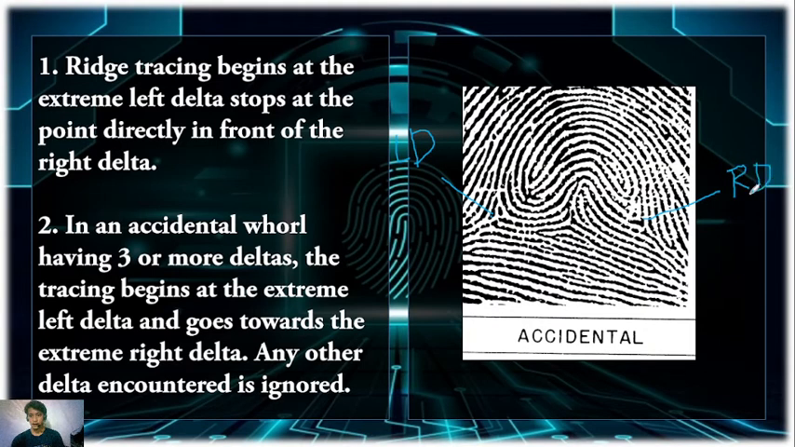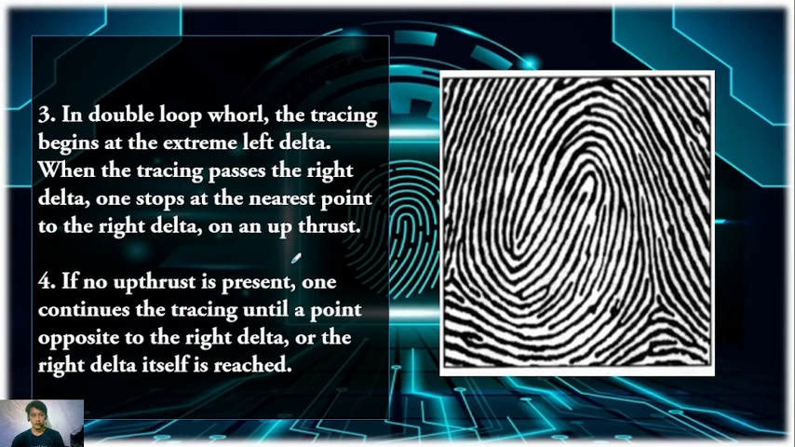Okay, and then where are the other deltas that we can see in here? So this might be another delta that we have here. We can say that it is a middle delta. So all in all, we can say that this accidental whirl possesses 3 deltas. As to the rule, parehas pa rin, we are going to start with the left delta, and ang gagawin lang natin, i-disregard natin yung ibang deltas.